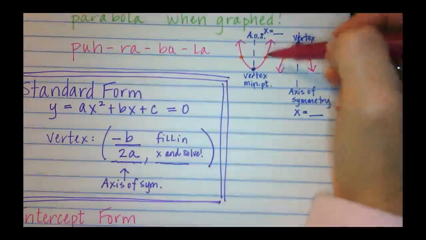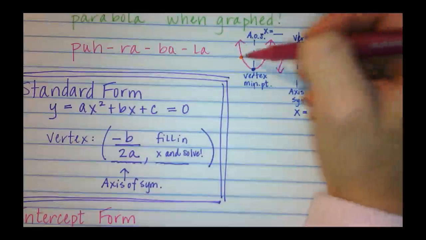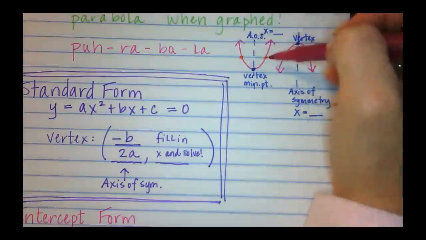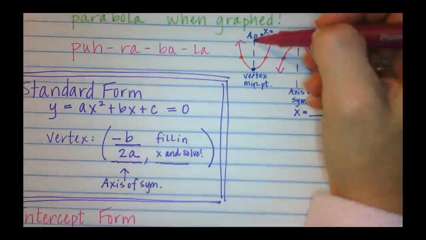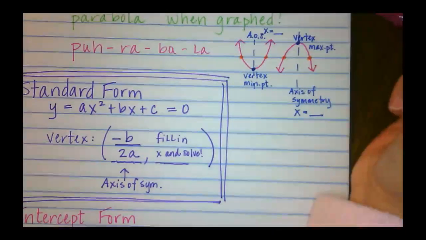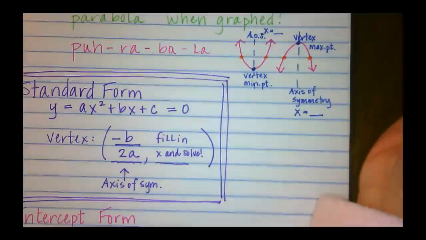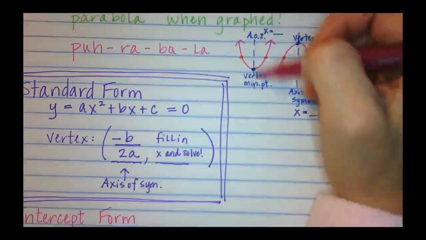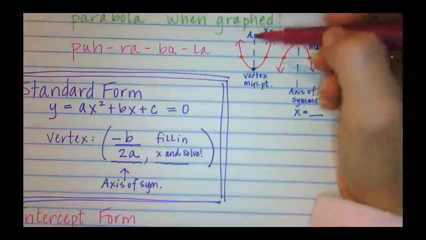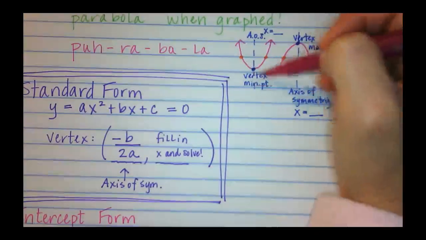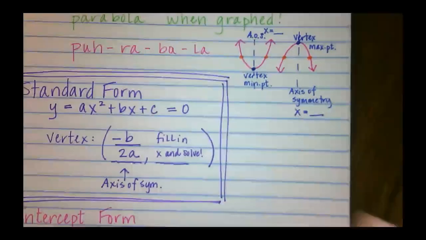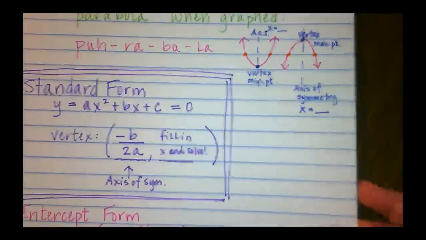So here's what we know about this, is these two points right here are the same distance from the axis of symmetry. So basically all we need to do is figure out where is the middle of these two points. And that is where our axis of symmetry is. Once we know where the axis of symmetry is, that's also the x value of the vertex. So then we can fill it in and work it out.